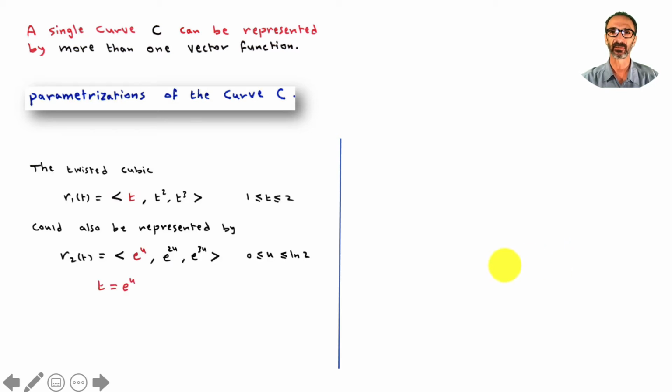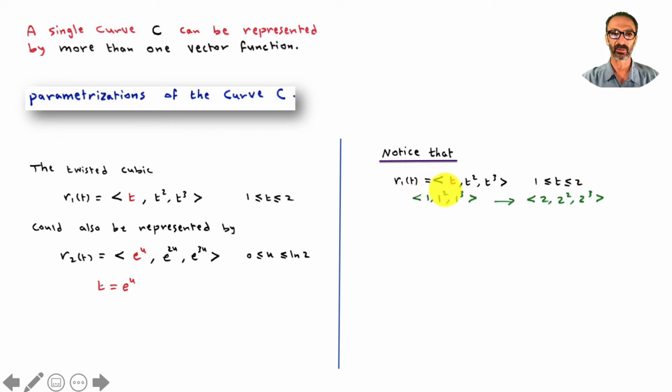So you could write the C to represent it with different vectors. In this case we're going to be calling it R1 of t and R2 of t, but they represent the same curve. Why is that? This one is the twisted cubic curve t, t to the second, t to the third, where t goes from 1 to 2, could also be represented by e to the u, e to the 2u, e to the 3u, and u goes from 0 to ln 2. Now notice that t is being replaced by e to the u. So that's the key part.